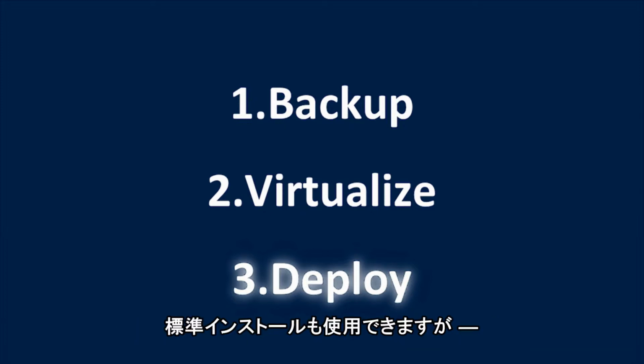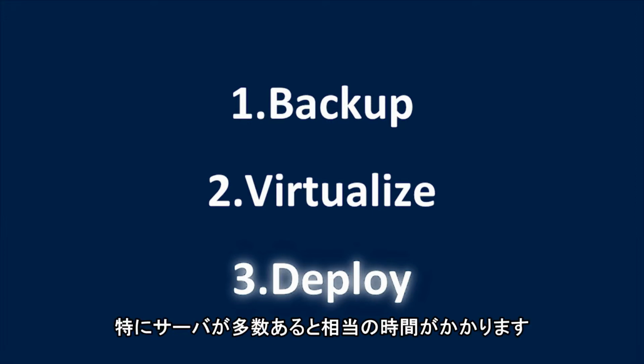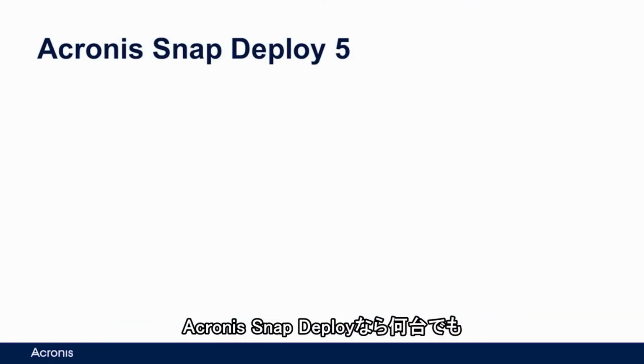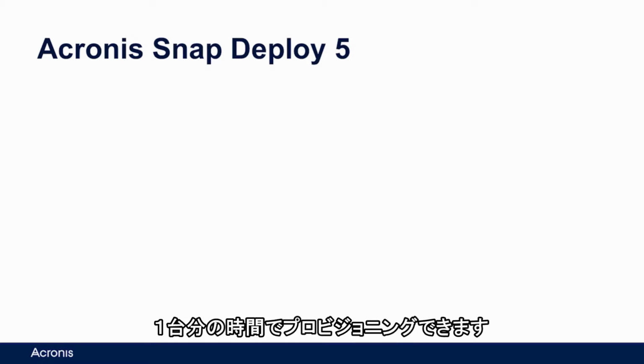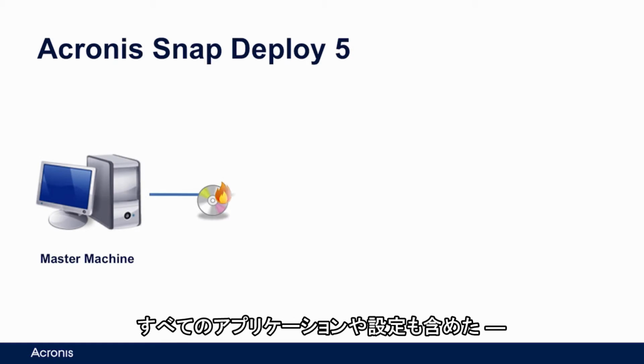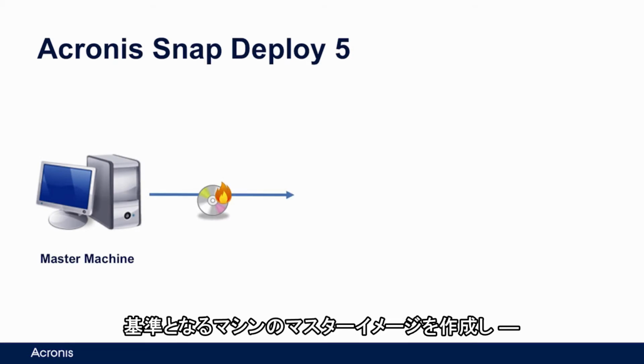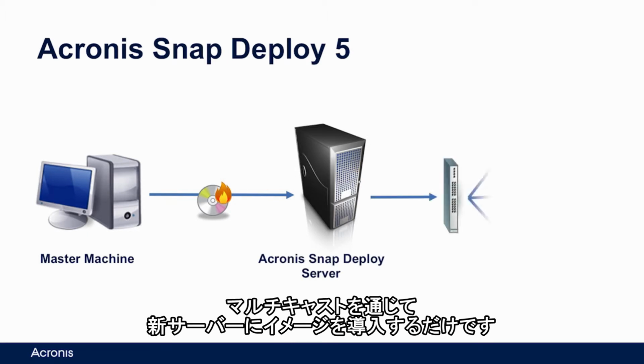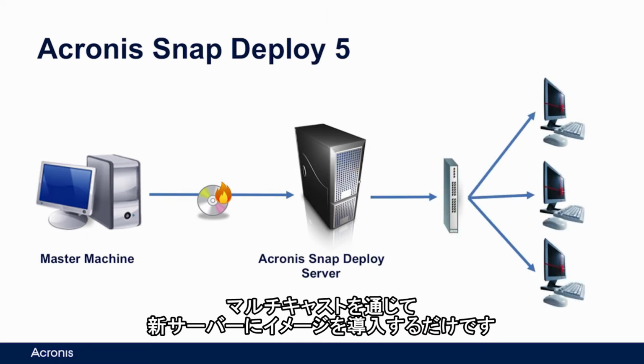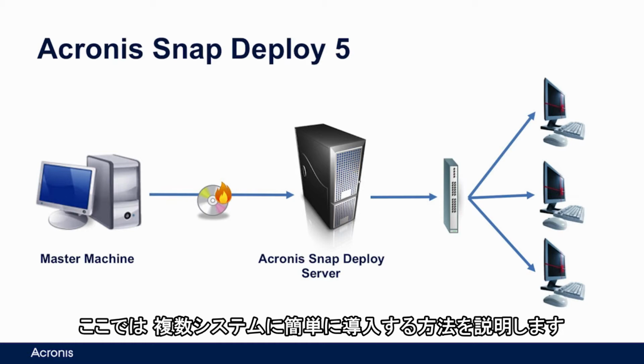You can use the standard installation, but that will take a considerable amount of time, especially if you have tens or hundreds of servers. Acronis Snap Deploy allows you to provision any number of systems as fast as you can provision one. You simply create a master image of a standard machine, including all the applications and settings, and deploy the image via multicast to new servers. In this video, we will show how easy it is to deploy multiple systems.